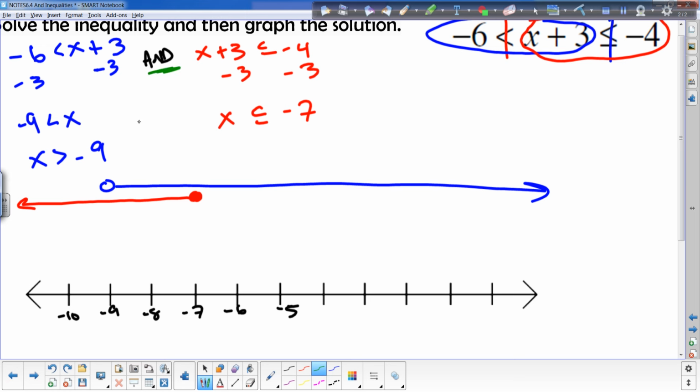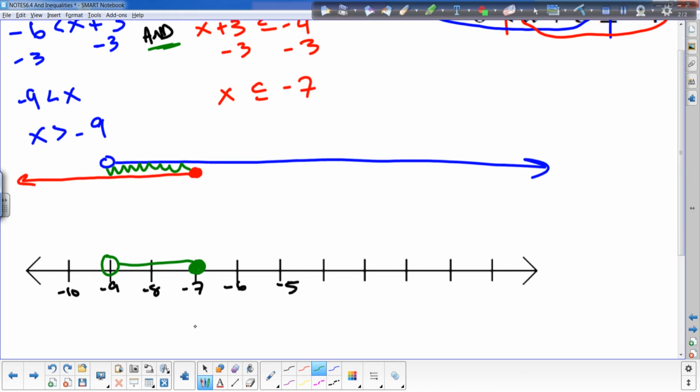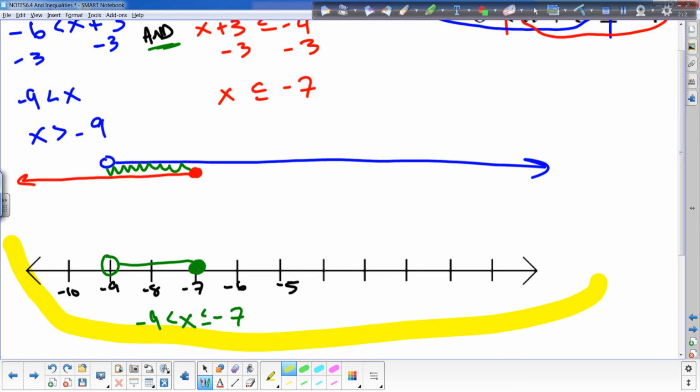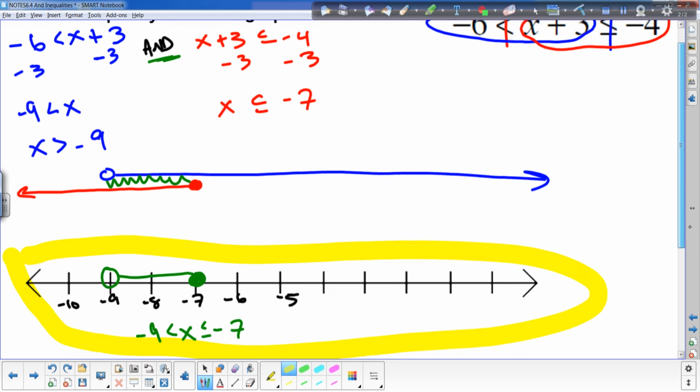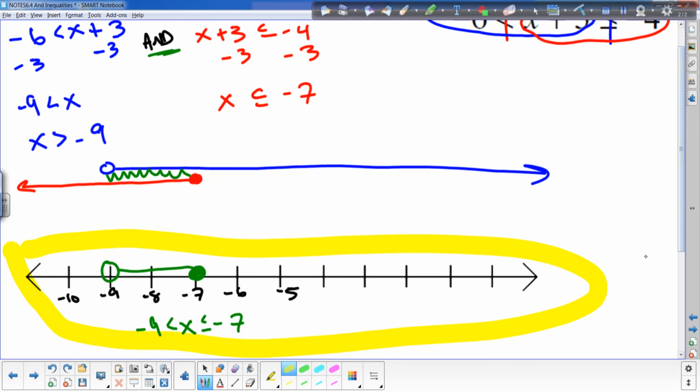And tells me which part do I want. I want the overlap. So I want from here to here, and everywhere in between. So then I want to write my answer based on that green answer. My x's are between negative 9 and negative 7, less than or equal to negative 7, but bigger than negative 9. And again, that's my answer right here. This is what you're going to be graded on. You got to show all your work, okay? But that would be the final answer.